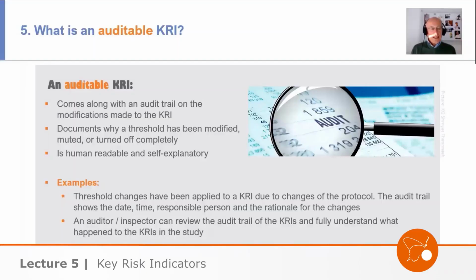So the last but one criterion for a good key risk indicator is that it should be auditable. Actually, this is not that different from any other system that you use or implement in your organization. An auditable key risk indicator should have an audit trail available that also identifies the modifications that have been made to the key risk indicators.